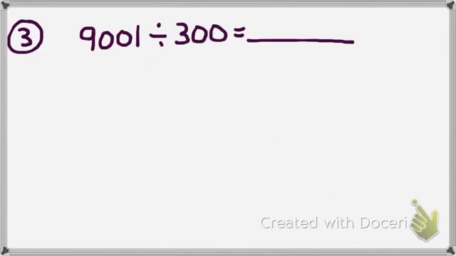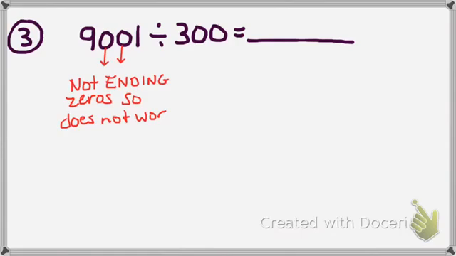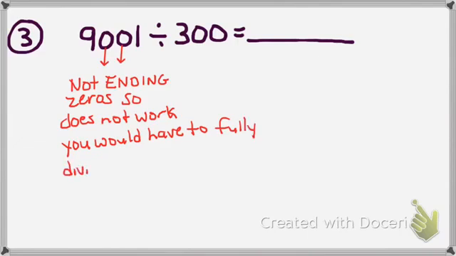Sometimes you'll see a problem that looks like this, 9001 divided by 300. And it's very easy to look at them and say, oh good, we have partner zeros, cross them out. But let's notice something about 9001. This 0 and this 0 are not ending zeros. And if they're not ending zeros, then we cannot cancel them. So it does not work. You'd have to divide this problem as a full long division problem to solve it. It would be 9001 divided by 300, and you would do it with full long division.